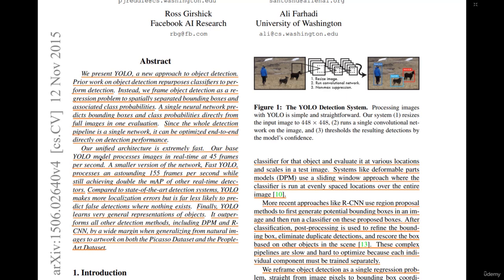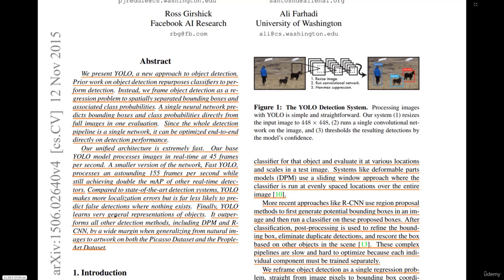The base YOLO model processes images in real time at 45 frames per second. A smaller version of the network, Fast YOLO, processes an outstanding 155 frames per second while still achieving double the mAP. The mAP here is the performance metric for object detection systems. Compared to state-of-the-art detection systems, YOLO makes more localization errors, but is far less likely to predict false detections where nothing exists.